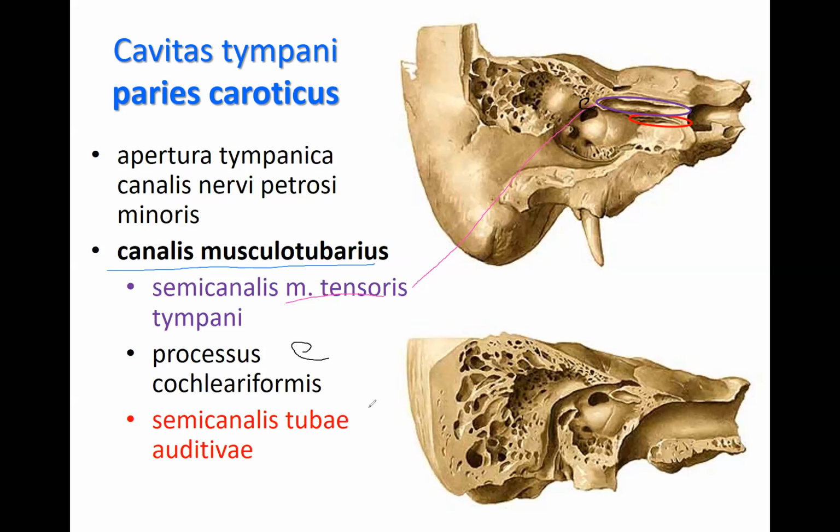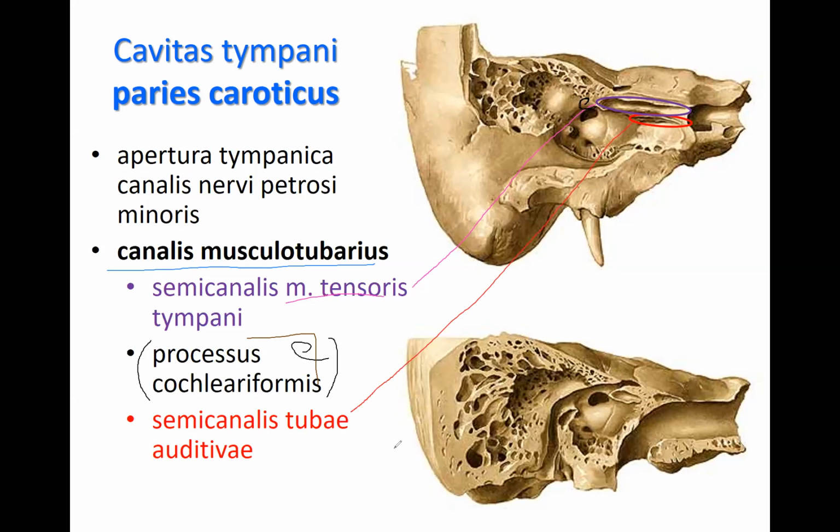Nothing in common with that. It is just a shape which is similar to that. So please, this is a small process which serves just for the muscle which turns here and changes direction, as I will show in some of the other figures. So it is just a hook, and maybe hook would be a better term, but it is called the cochleariform process. And then a smaller, empty, air-filled part, the semicanal for the auditory tube.